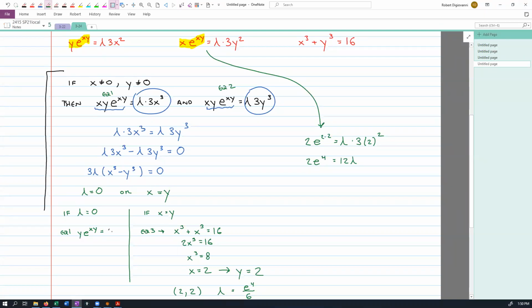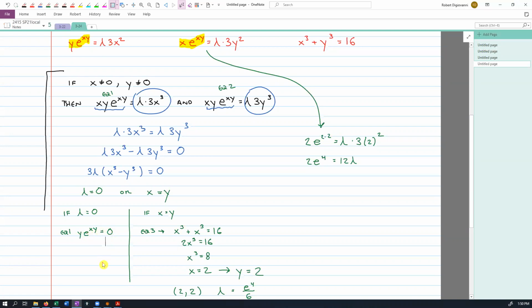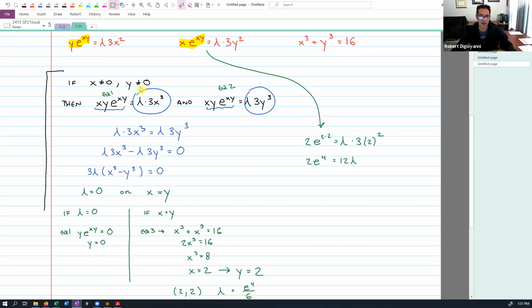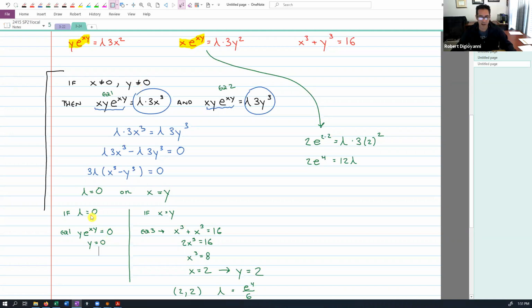0. And the only way that y times e to anything would be 0 is if what was 0? Y. So that would mean that y must be 0. But we already assumed y can't be 0, correct? Yeah, we said y couldn't be 0. So this is a contradiction, which means lambda can't be 0.